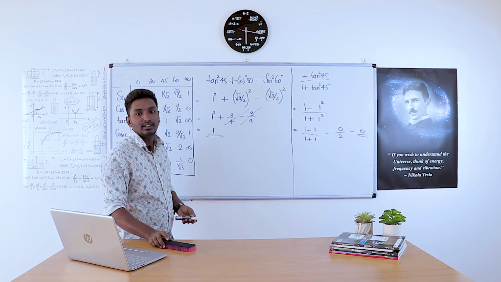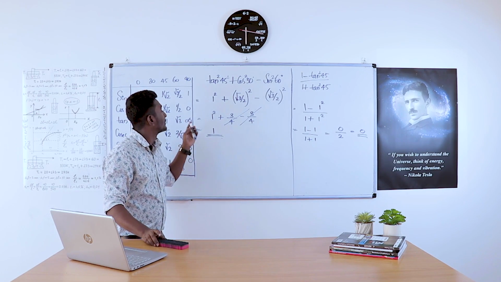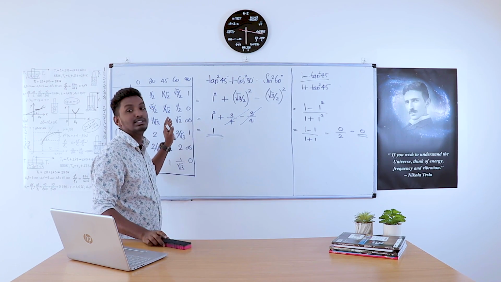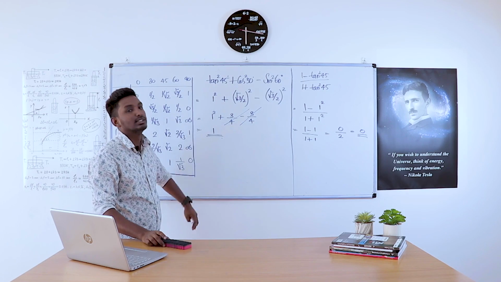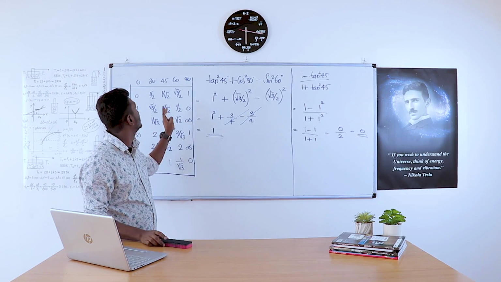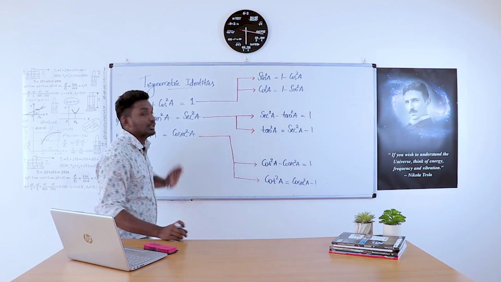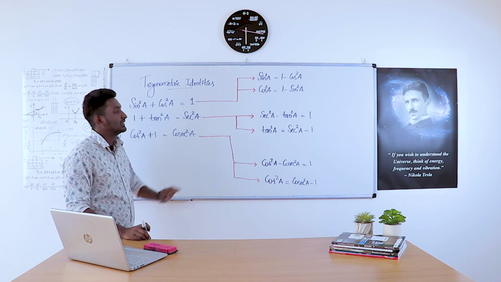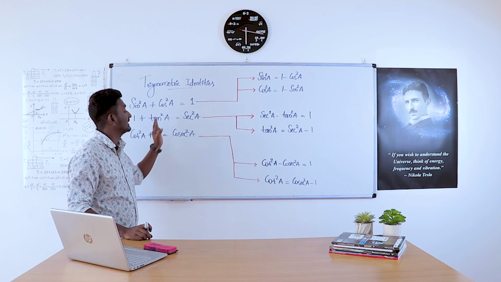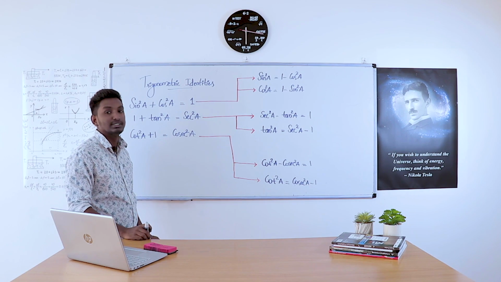This is the way for doing problems related to ratios of specific angles. You need to study all the values of these specific angles 0, 30, 45, 60 and 90. Okay. Moving to the trigonometric identities, you need to study 3 identities from this chapter.